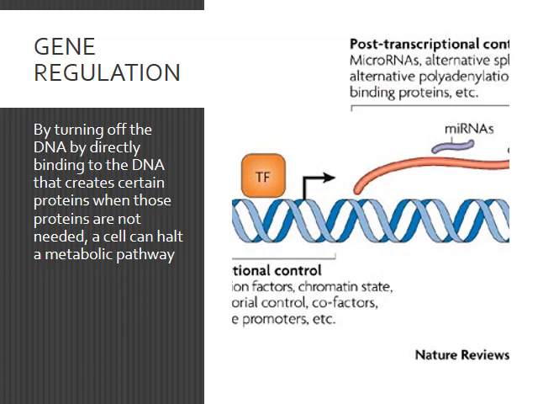Genetic regulation is manipulating the DNA directly. DNA produces RNA. The RNA goes on to produce a polypeptide. If you can turn the DNA off, you've stopped the whole reaction from happening. By turning off the DNA directly, you stop the entire metabolic pathway that it runs.